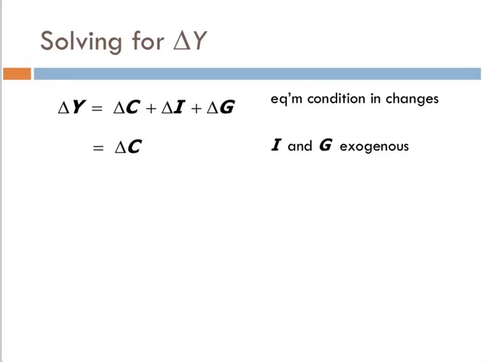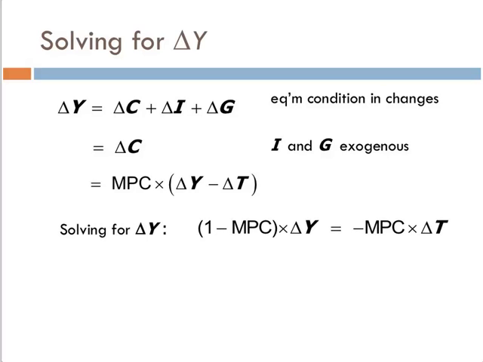Okay, notice that I and g do not change. Why? Because they're exogenous and we didn't change them. All right, and so what does that mean? That means that the change in c is going to be roughly equal to the change in y minus the change in t. Roughly equal to it. If the consumption function is a linear function, it will be exactly equal to it, but generally roughly equal. Okay, solving for y, we end up with 1 minus MPC times delta y equals minus MPC times delta t.